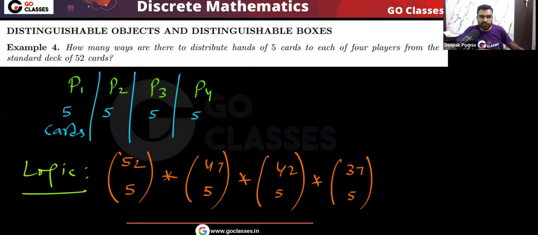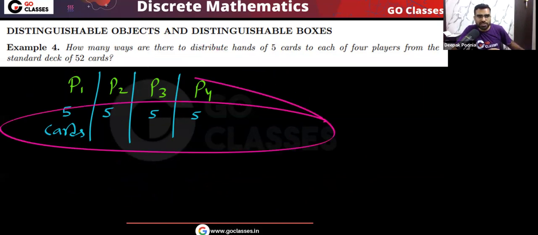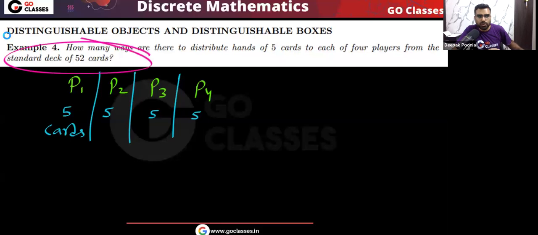If you want to apply the DODB direct formula, then remember, the total distribution must be equal to the total number of objects. Basically, we must distribute all the objects. So there is a trick here. We are not distributing all the objects; from 52 cards, we are only distributing 20 cards. What is that trick? Tell me, where are the remaining cards?